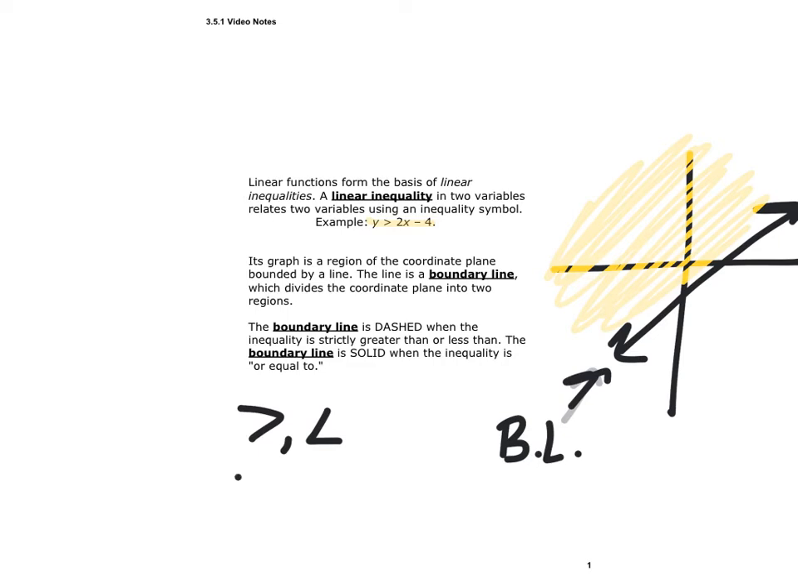And then if it's a greater than or equal to or a less than or equal to, it is now a solid line, like shown in the picture.